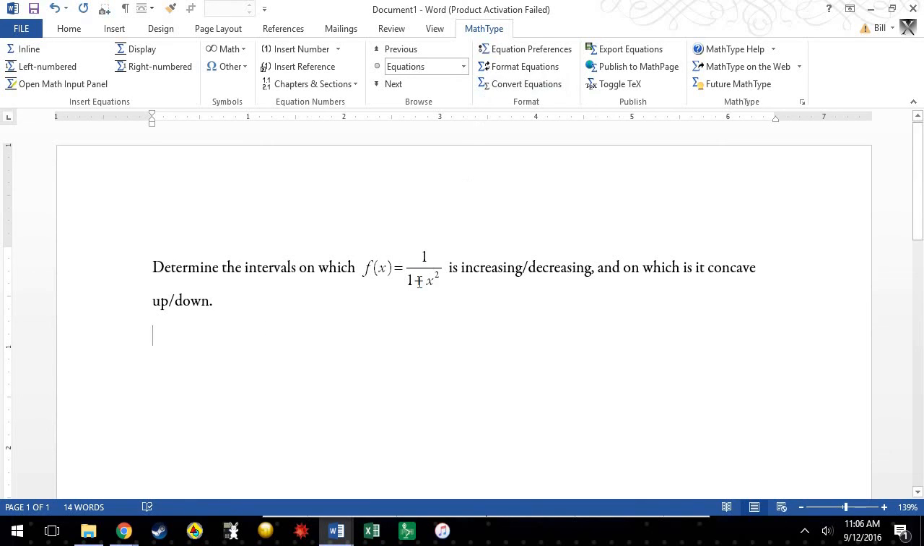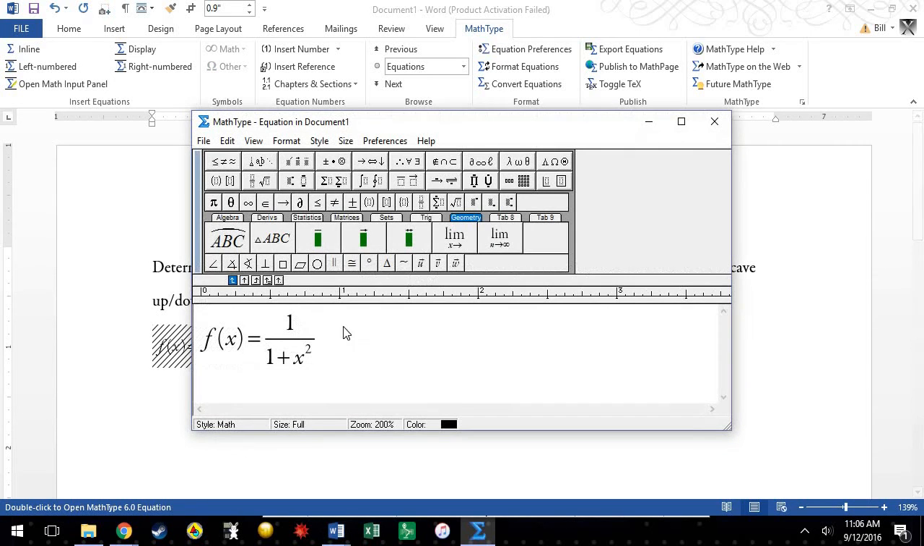So let me bring open MathType here. So this looks like it requires the quotient rule, but actually I'm going to rewrite this as 1 plus x squared to the minus 1. And now when I take the derivative, I just have to use the chain rule. This is like a u to the minus 1. So I have f prime of x.